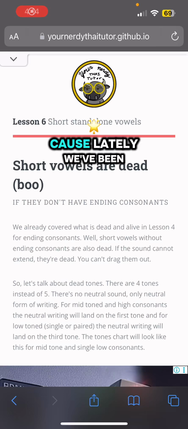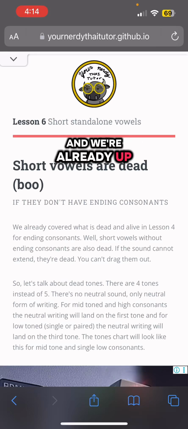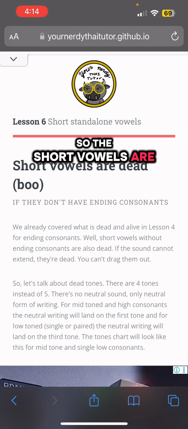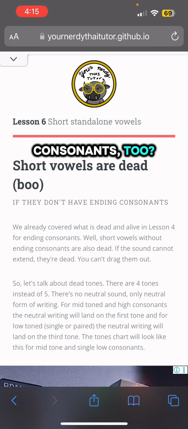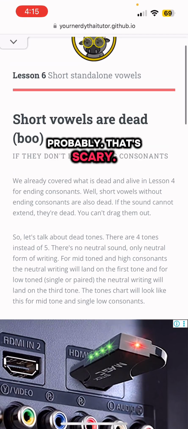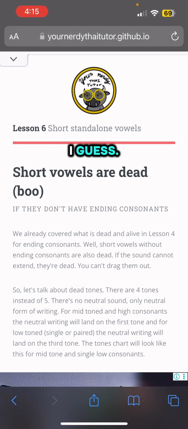Study time with me, because lately we've been killing it, and we're already up to short standalone vowels. So the short vowels are dead. Boo. Ooh, scary. I guess we haven't done dead and alive things yet, and we're about to find out what the heck a dead vowel is. Are there dead consonants too? Probably. That's scary. That's why it says boo, I guess.